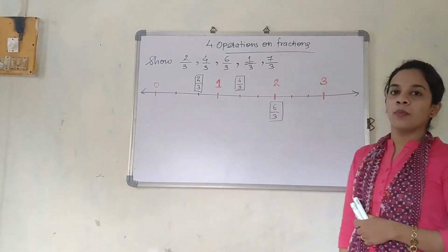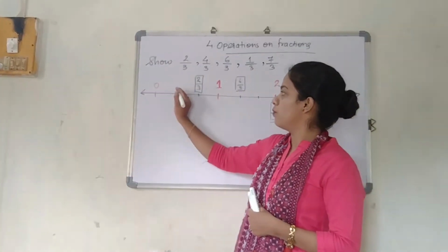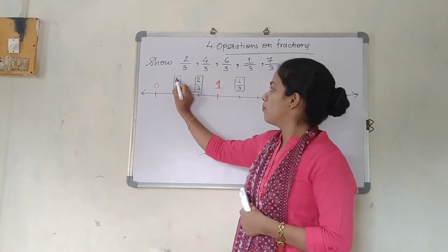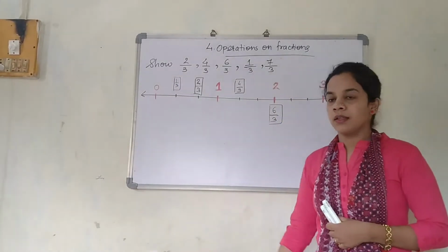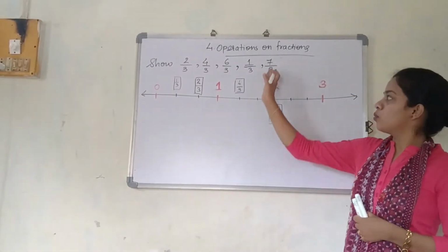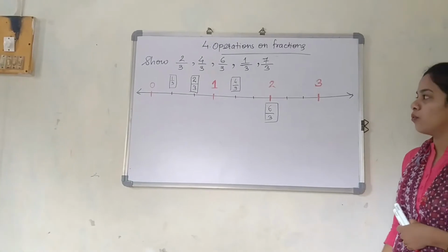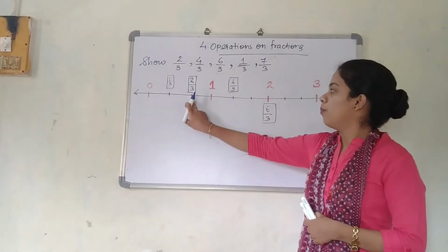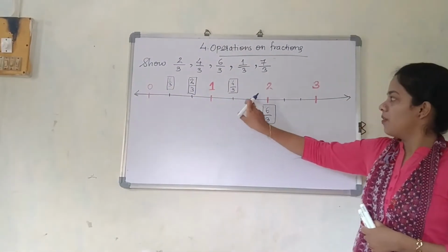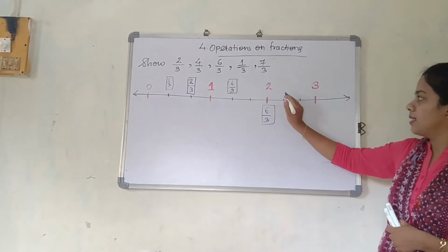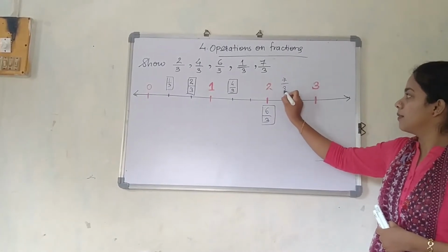Now see 1 upon 3. 1 upon 3 means what? From 0 if you start, this will be your first one, that is 1 upon 3. This is the first part. And the next one is 7 upon 3. How are we going to show it? 1 upon 3, 2 upon 3, 3 upon 3, 4 upon 3, 5 upon 3, 6 upon 3 and 7 upon 3.